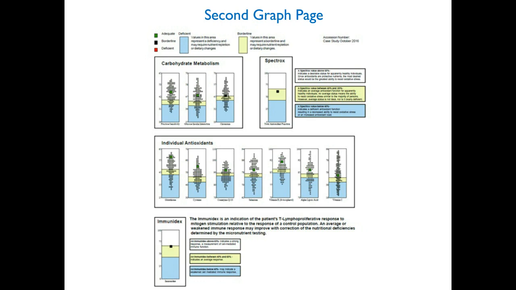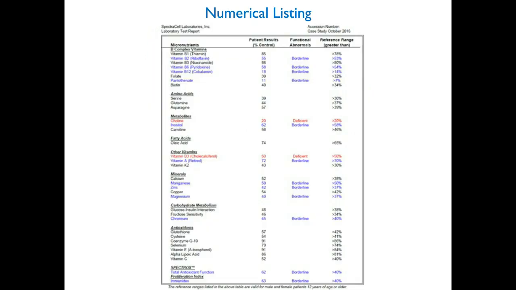So you know that giving this person extra vitamin C isn't necessarily going to improve this person's SpectraCell or the Immunodex, because this person already has adequate vitamin C status, and that's where it comes down to customizing. Now, for those of you that have used the micronutrient test, you know this is a very familiar page.